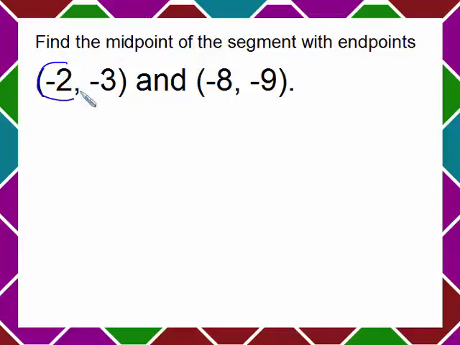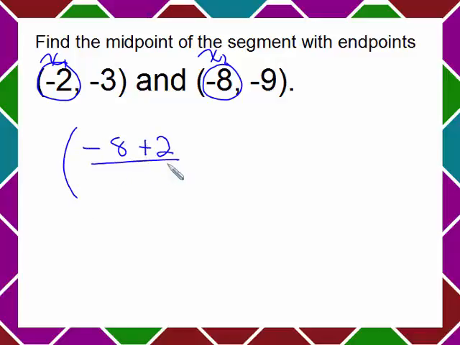All right, so again, let's circle our x's. It doesn't matter which pair you start with, but you have to start with the same pair. Because our formula says x2 minus x1, I'm going to start with this one. And I'm going to say it's negative 8 minus negative 2 divided by 2. Notice I did that, minus a negative, I just made it a positive.